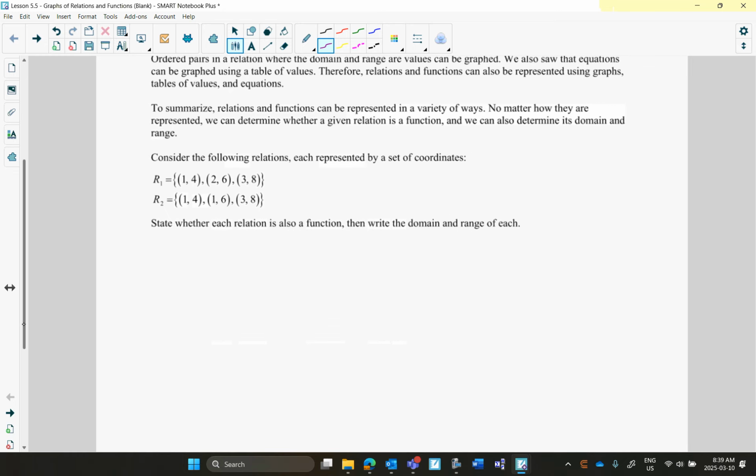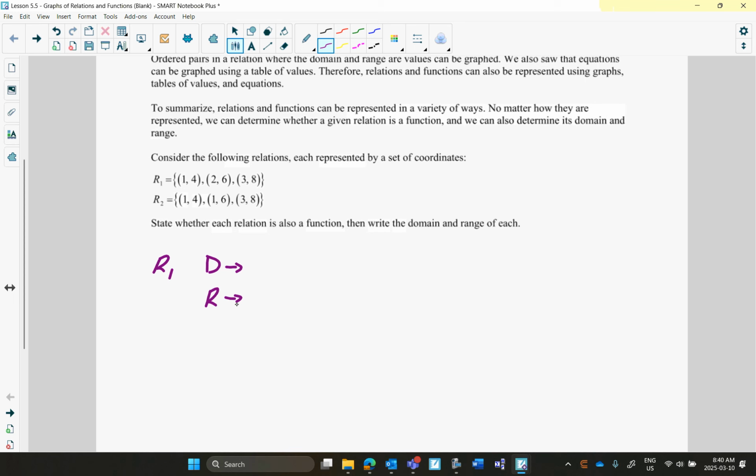So let's just talk about when we get values in a relation, how we write the domain and range, and how we determine whether it's a function. So we've got two relations here. So for R1, I want to, and I'll just put D for short, list the domain values, list the range values, and then state whether it's a function.